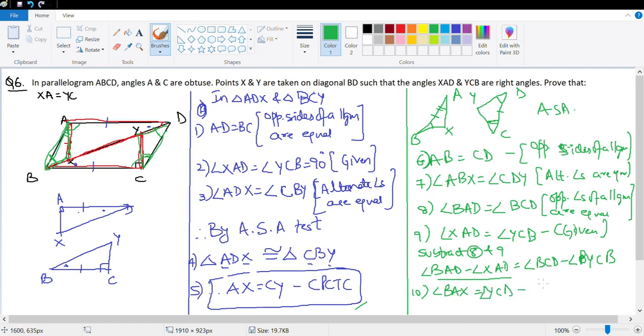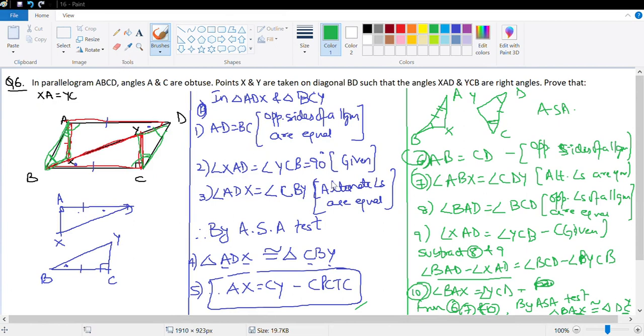So this is what I've got. So from next line, I've got number 10, 6 and 7. So from 6, 7 and 10, by angle side angle test, triangle BAX is congruent to triangle DCY. And again I will be able to get AX is equal to CY. Perfect. Let's move on and let's go on to the next question.